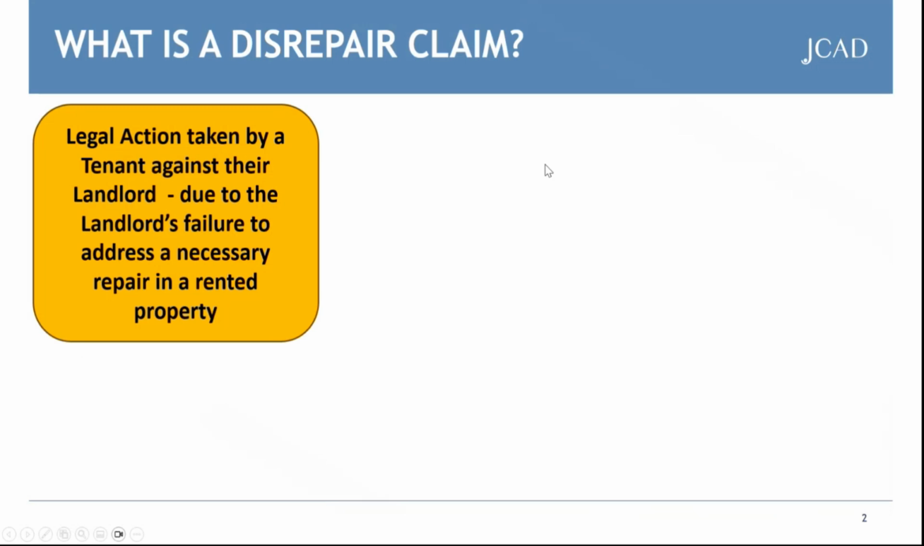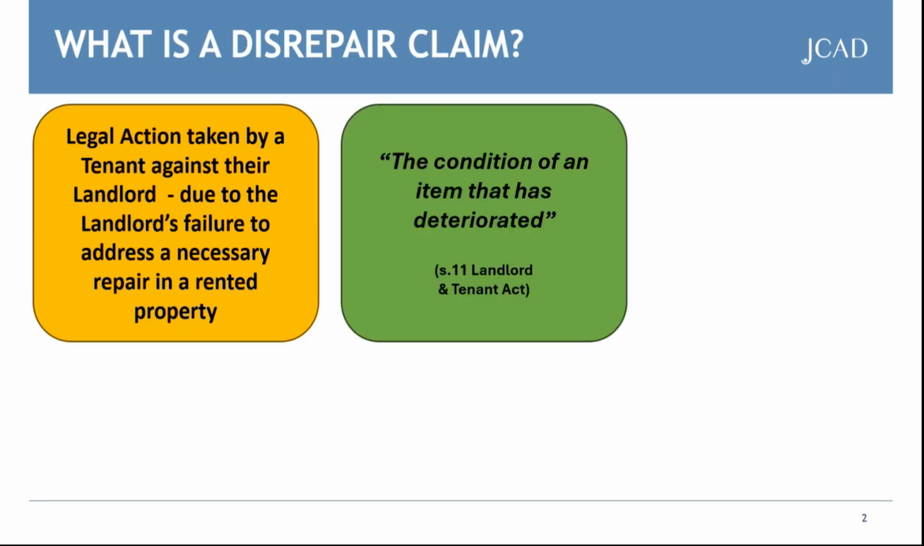So what is a disrepair claim? A disrepair claim is a legal action taken by a tenant against their landlord because of a failure by the landlord to address a reported repair within a reasonable amount of time. And Section 11 of the Landlord and Tenant Act defines a disrepair as the condition of an item that has deteriorated. So that means it's in a worse condition now than it was before.